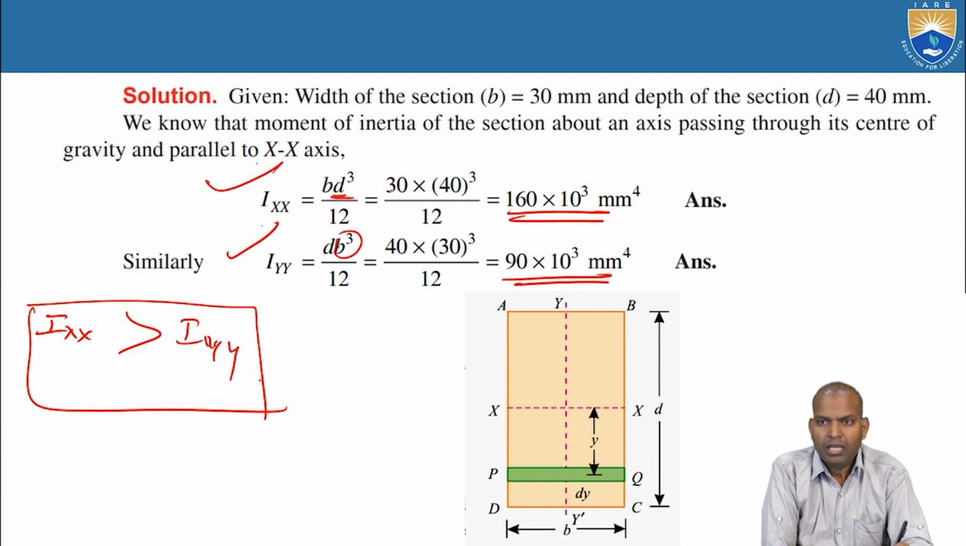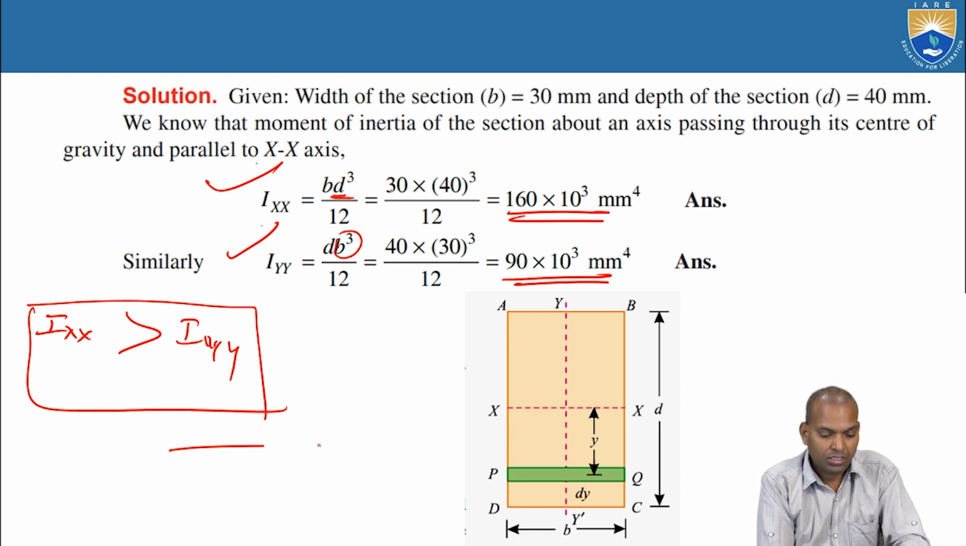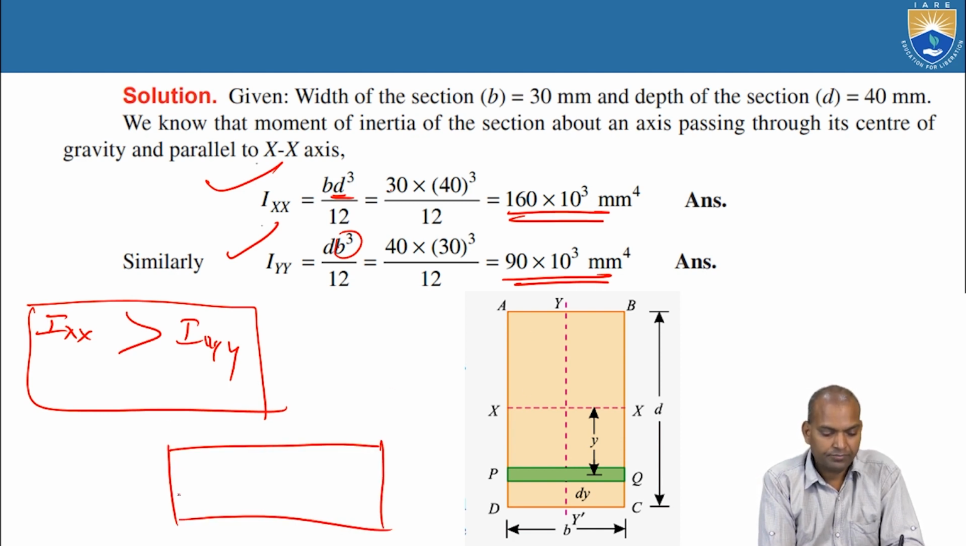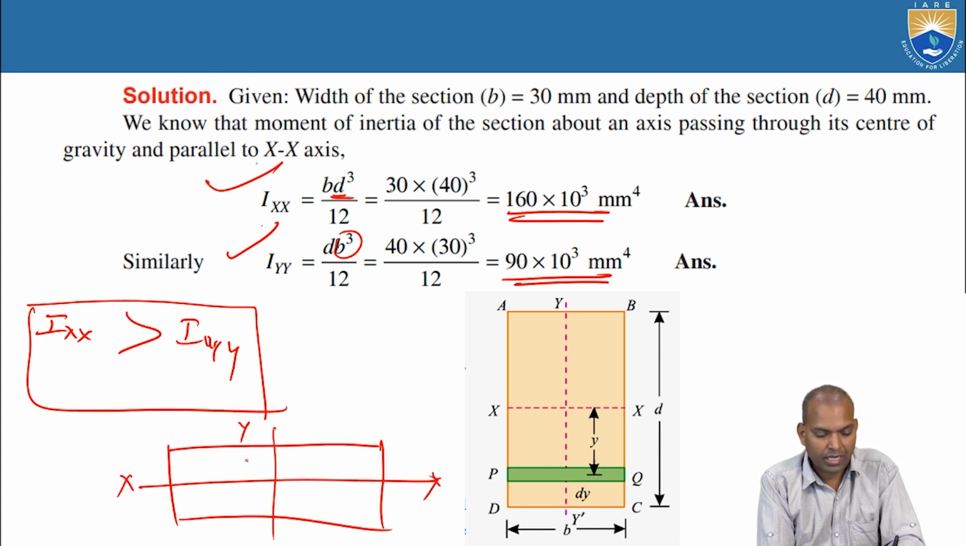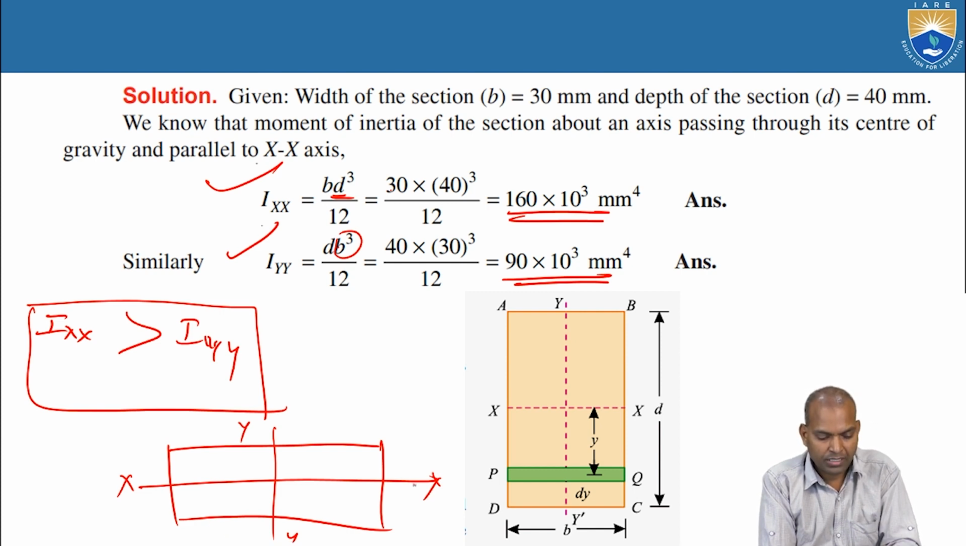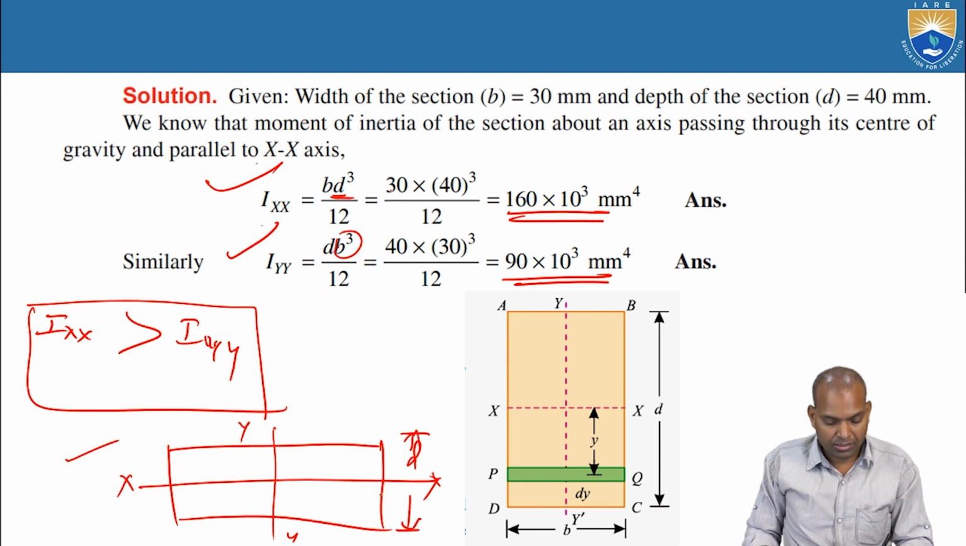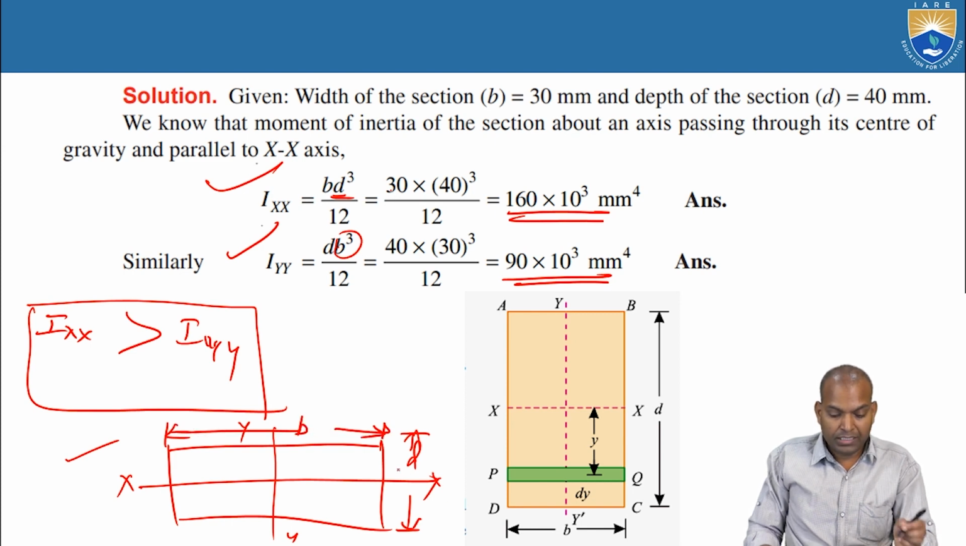Now, suppose the section is rectangular, not only here but the vertical portion is also a rectangle. For this case, Ixx and Iyy: now D becomes smaller. For this rectangle, the D is here and B is larger.